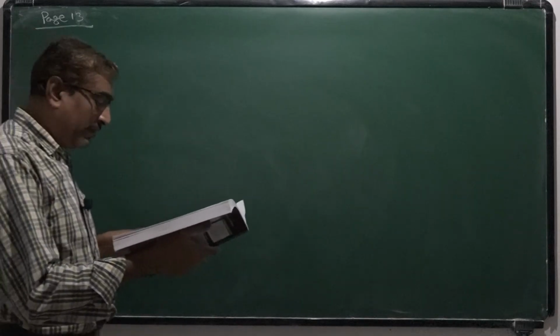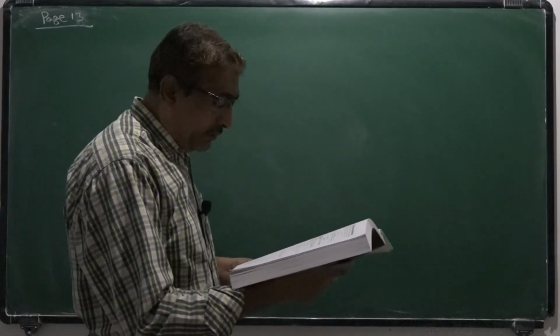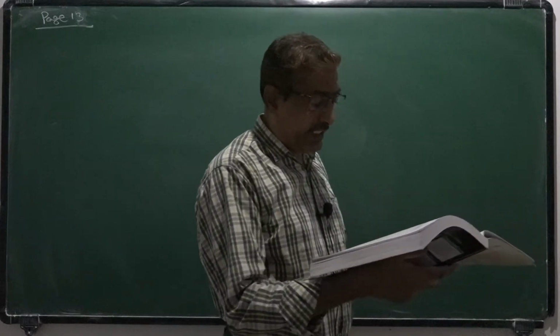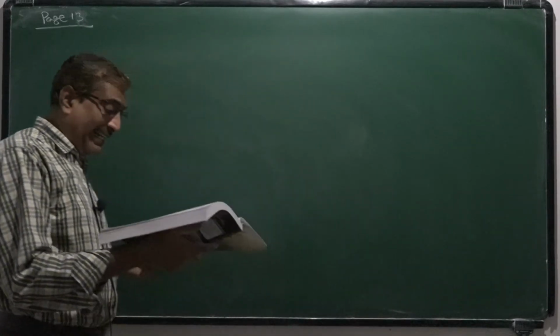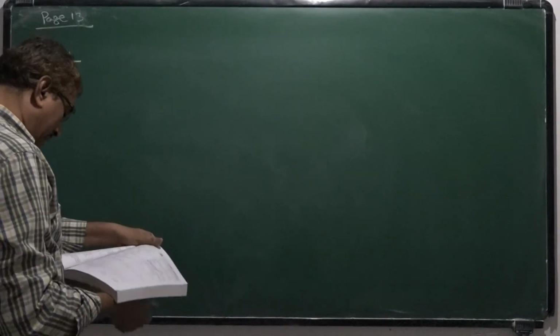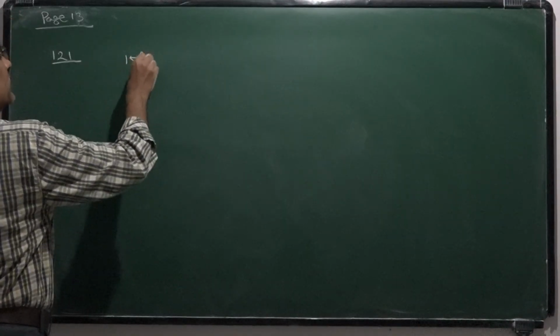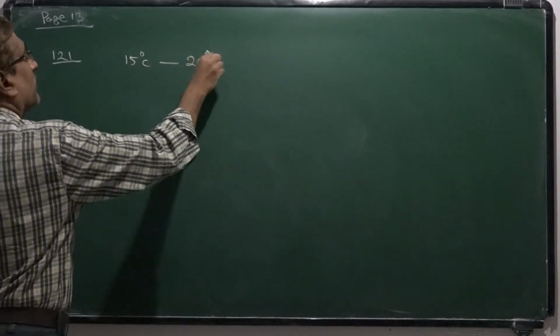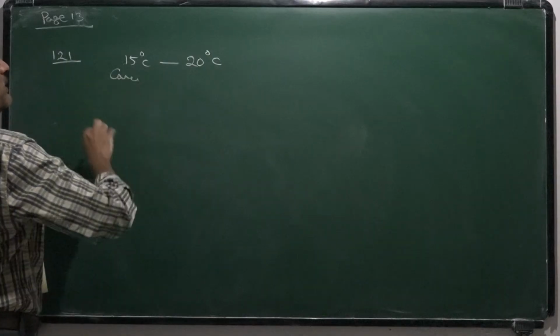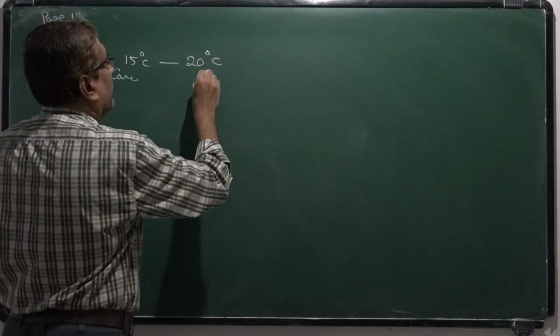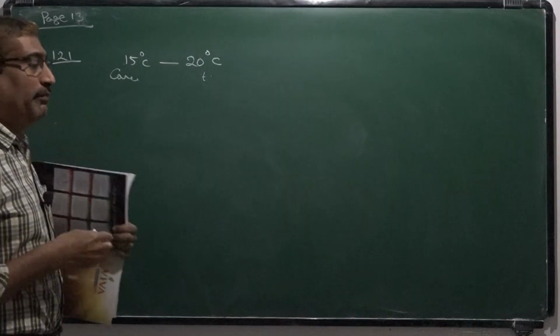Next, 121. A clock with iron pendulum keeps correct time at 15 degrees centigrade. If the room temperature rises to 20 degrees centigrade, the error in seconds per day will be. Here you have to find per day. So for 121, the iron pendulum, correct temperature 15 degrees centigrade and temperature rises to 20 degrees centigrade. Shows correct time at 15 degrees centigrade. So the error in the correction in time at 20 degrees centigrade per day.